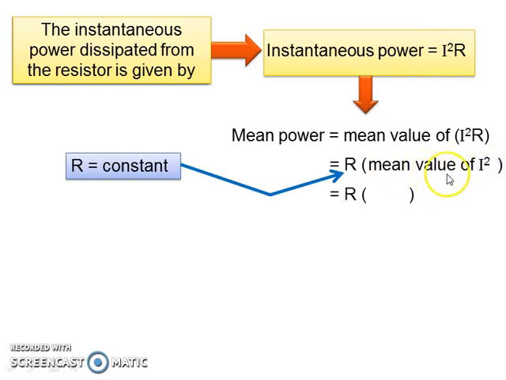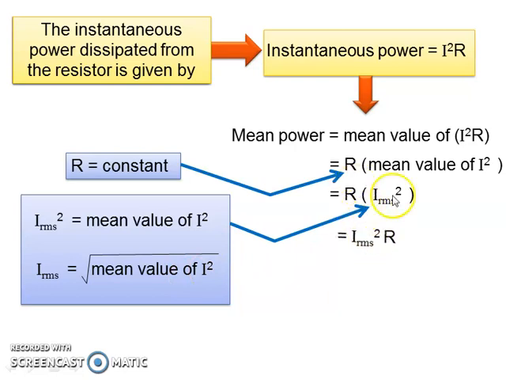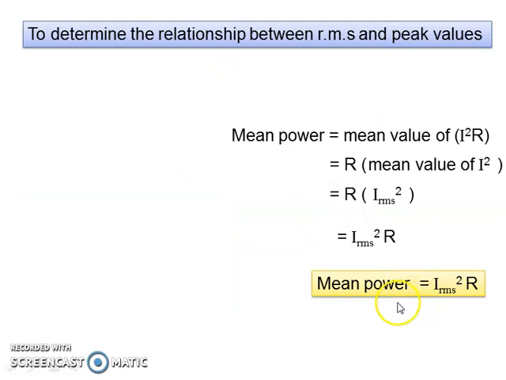Now we relate the mean value of I squared with the IRMS. So IRMS squared equals the mean value of I squared. Therefore IRMS equals the square root of the mean value of I squared, which means I1 squared plus I2 squared and so on, divided by n values. Now we rearrange this and write it as IRMS squared times R. So this is the mean power. This is the first step to determine the relationship between RMS and the peak values.